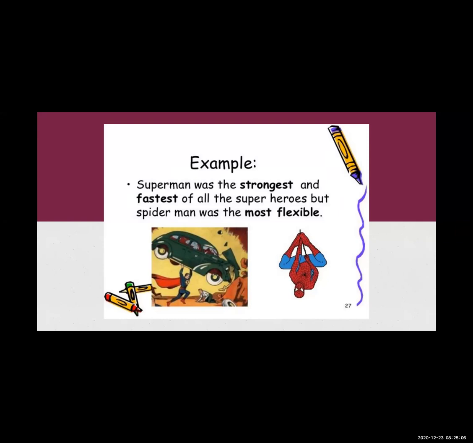Over here, why have I not used flexibilist? We cannot use it like that. Okay. I will tell you the reason. So just look at the example right now. Two people's comparison is also done among all the heroes, Superman and this Spider-Man. Over here we are using strongest and fastest as the adjectives for denoting the superlativeness.